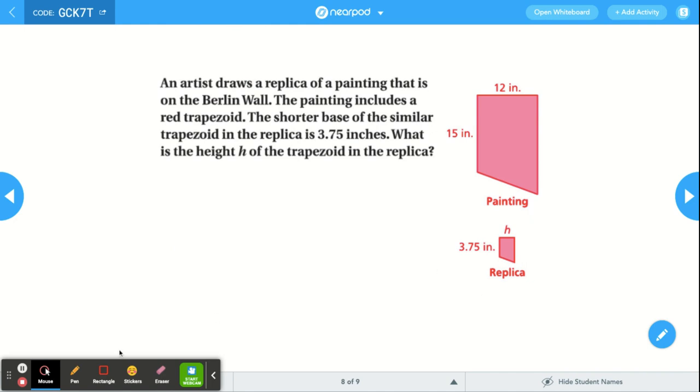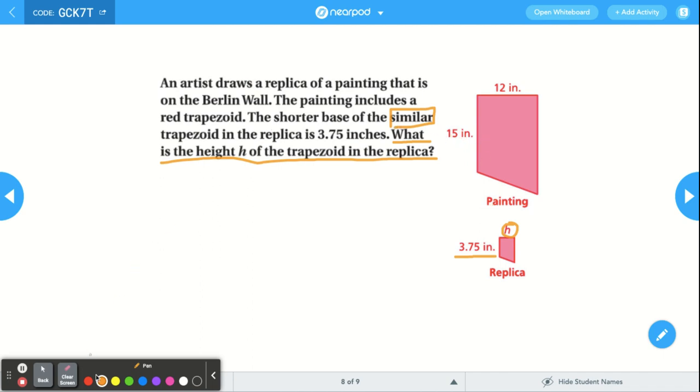So the question, let's look through again. What is it that we're doing? So the question is, what's the height of the replica? Okay, so that's here. And it says the shorter base of the similar trapezoid is 3.75. And it's important to note that it is similar, so everything is proportional in size.